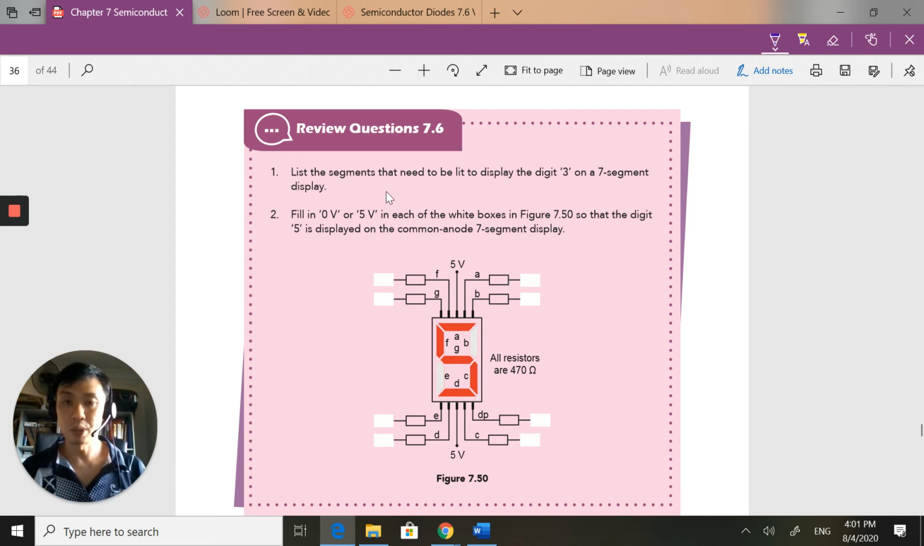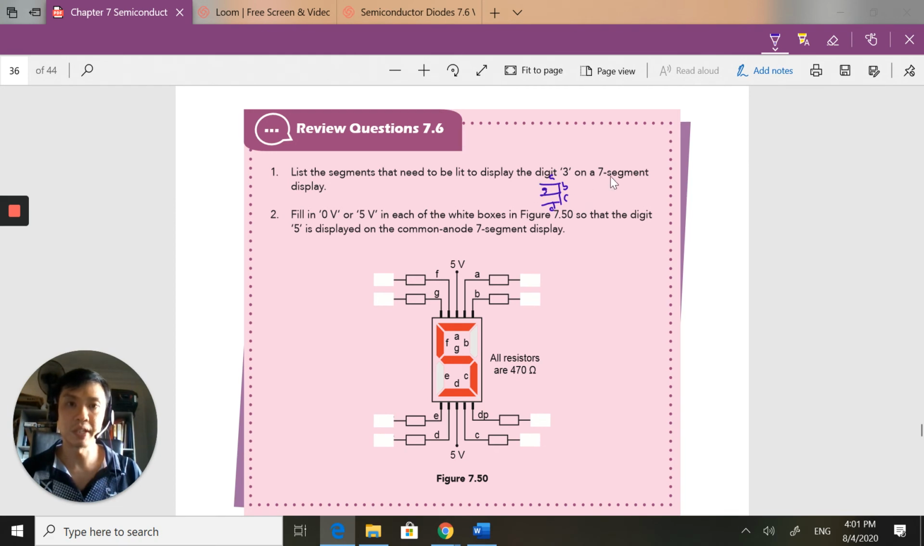Review question. Pause the video now. Try it yourself first before coming back and looking at the answer. Okay, so hopefully you did pause the video, and let's see. List the segments that need to be lit so that a digit 3 is displayed. So a digit 3 looks like this. Here, here, here, here, here. Now this is A, B, C, D, E, F, and G.